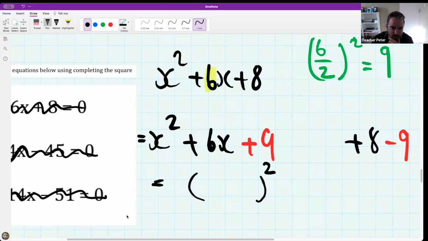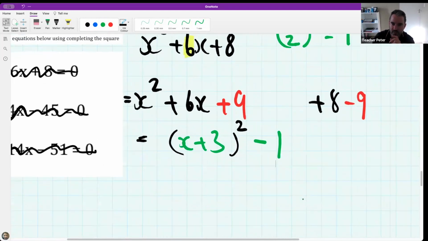Okay, Bukle, what do you think? I'll try and unmute you. So I think inside the bracket it's going to be x plus 3 squared. Then we minus 8 plus 9, which is going to give us minus 1. Perfect. So that's going to be outside the bracket.